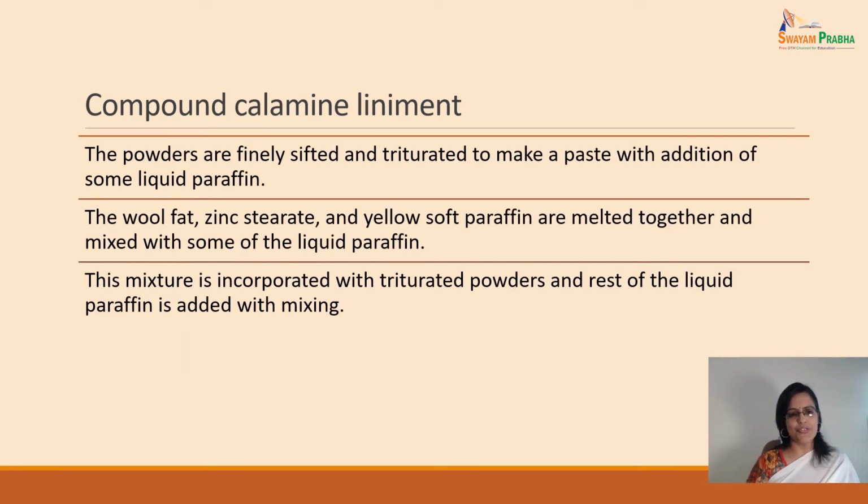what is the procedure? Procedure is the powders are finely sifted and triturated to make a paste form with the addition of liquid paraffin. Then wool fat, zinc stearate and yellow soft paraffin are melted together and mixed with some of the liquid paraffin, and this mixture is incorporated with the triturated powder. Finally, the ground powder and the rest of the liquid paraffin is added with mixing.